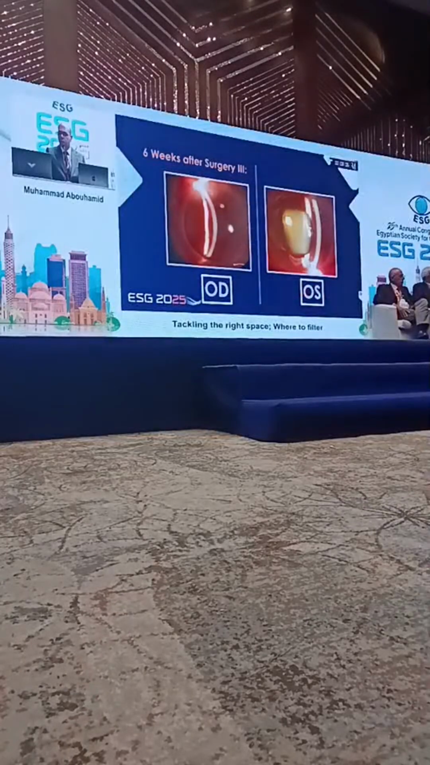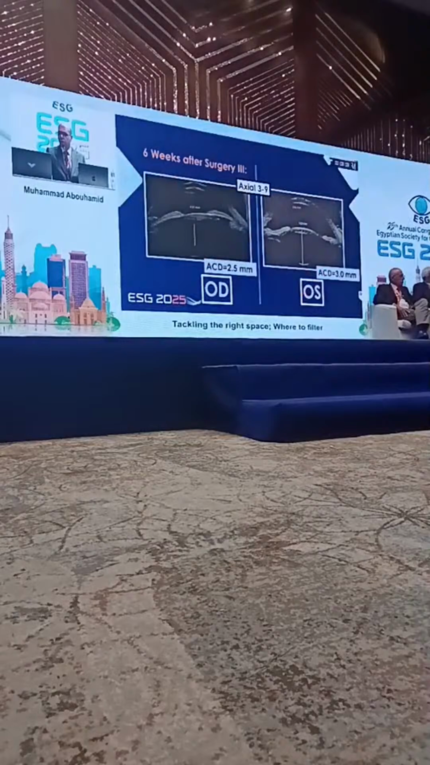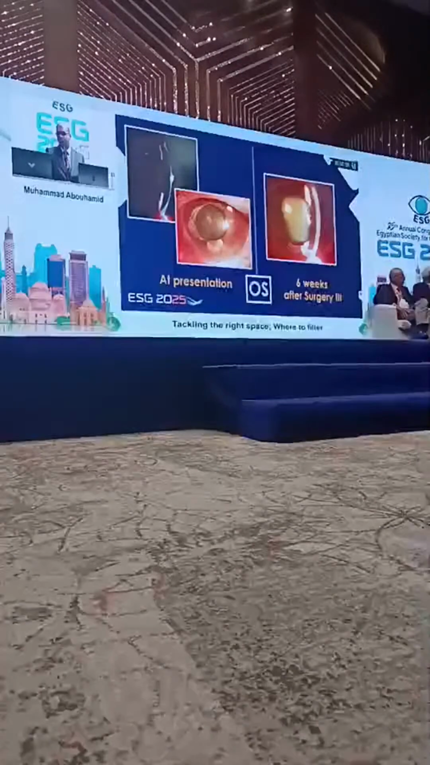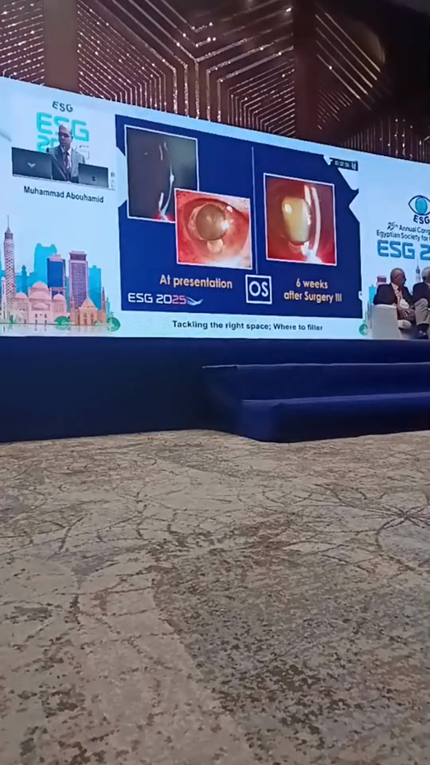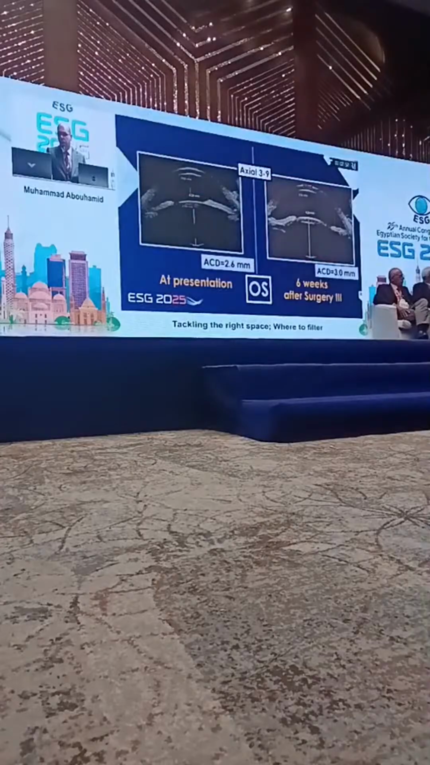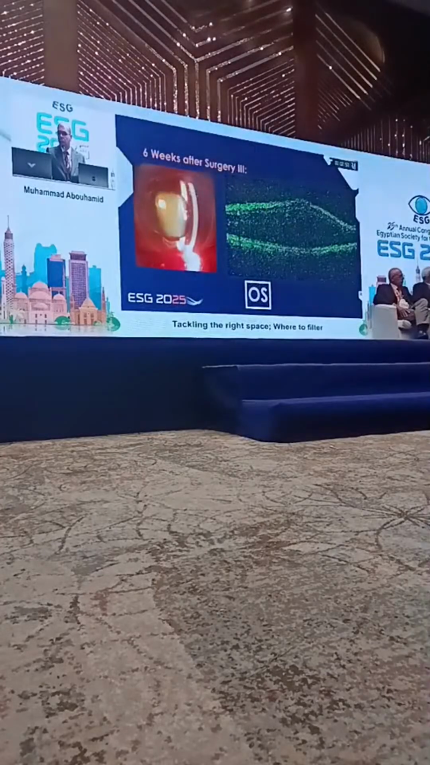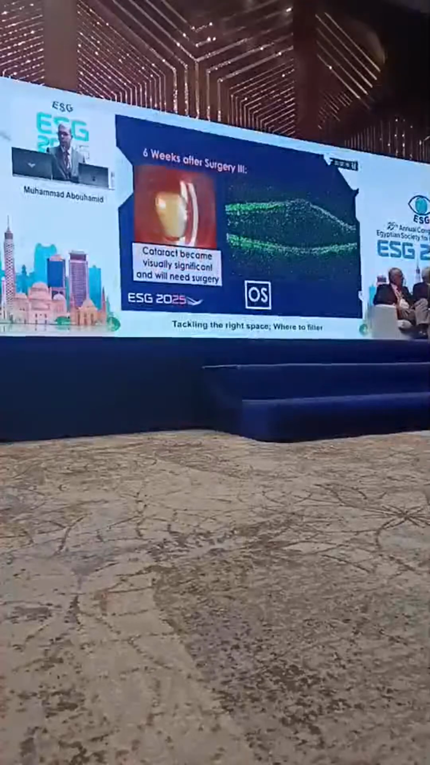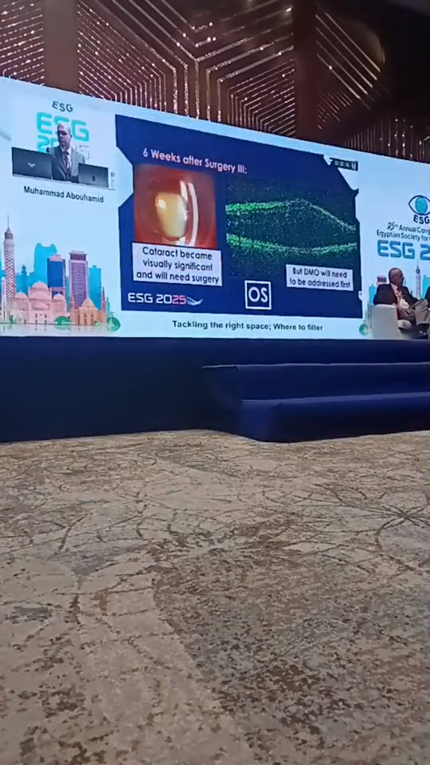Comparing the AC depth of the left eye to the right eye, and verified by the UBM, the left eye has a deeper anterior chamber. Even comparing the left eye after the third surgery to prior to the first surgery, and verified by the UBM, it is slightly deeper as well. Why can the patient see well? Because the cataract has progressed, and despite that, there is a progression of the diabetic macular edema that needs to be addressed.